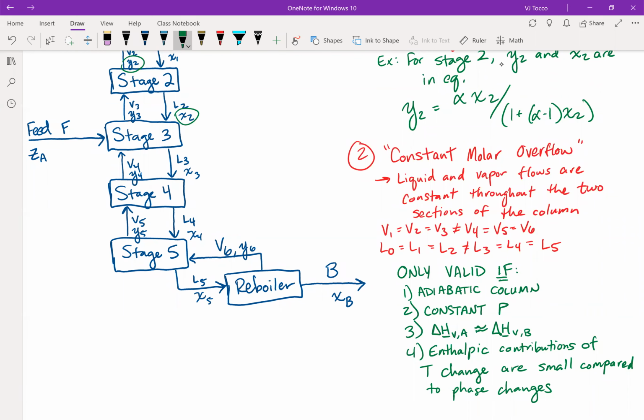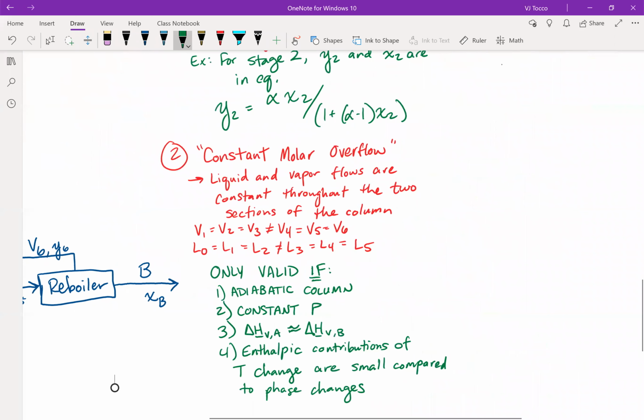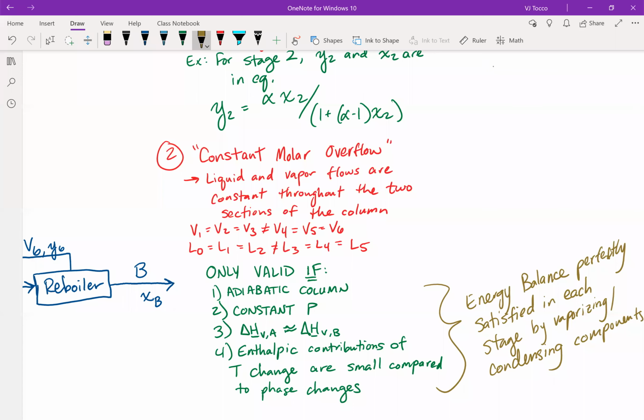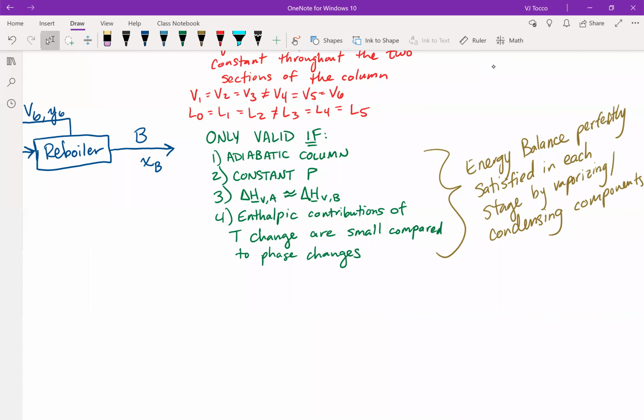So what do these four assumptions mean practically? I like to think of it as the energy balance is satisfied. In other words, the energy that it takes to vaporize a certain portion of my incoming material to that stream is balanced by whatever is condensing on that stage. So this is all a fancy way, if you combine it, to say that the energy balance is perfectly satisfied in each stage by vaporizing or condensing components. All right, so that is going to simplify our lives very much when we consider our third relation that we can write on a column.